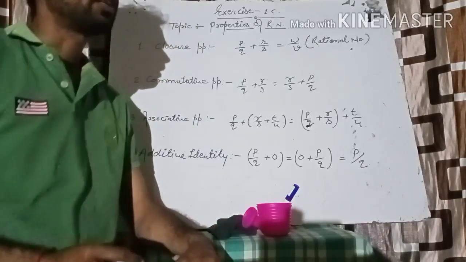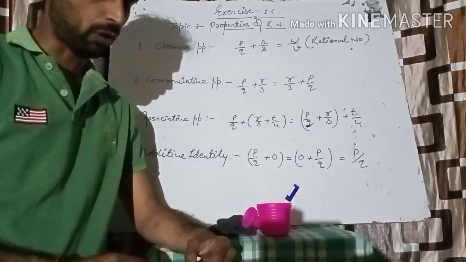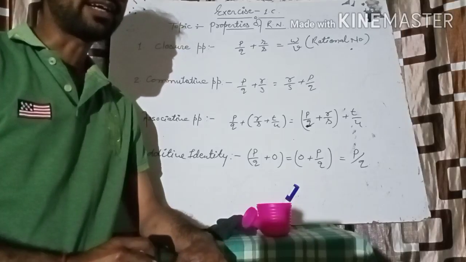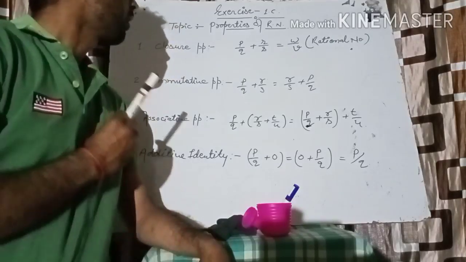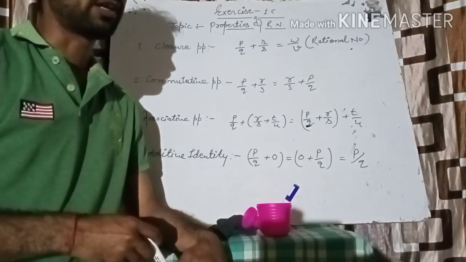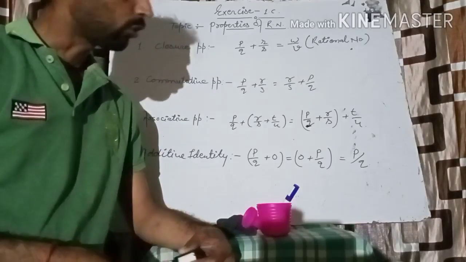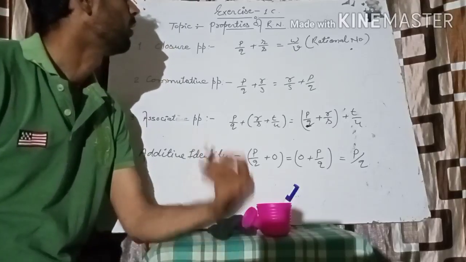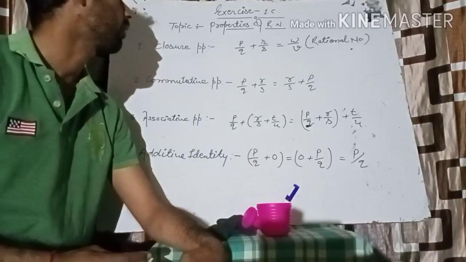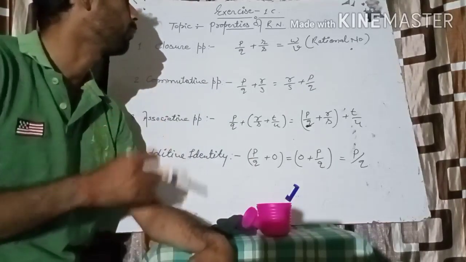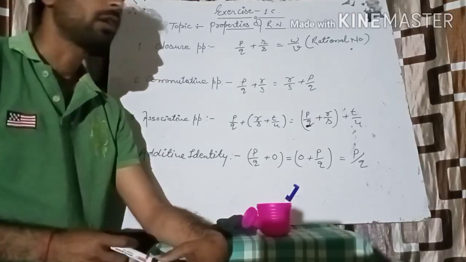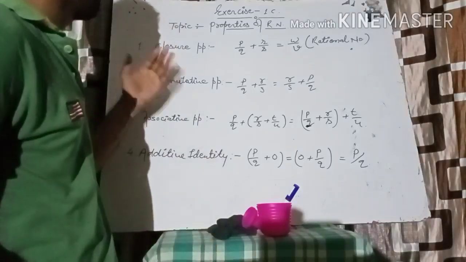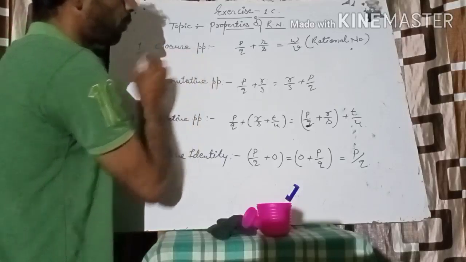So students, last time we discussed exercise 1.b, and in that exercise we learned the representation of the rational number on the number line. Today we are going to start the new exercise, 1.c, and in this exercise we will cover some properties of the rational number. The first property of the rational number here is the closure property.